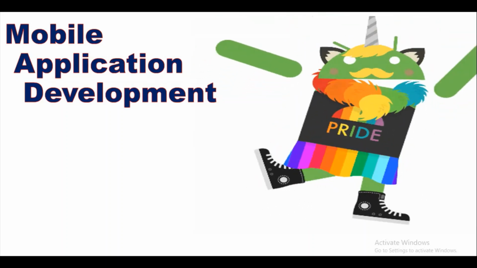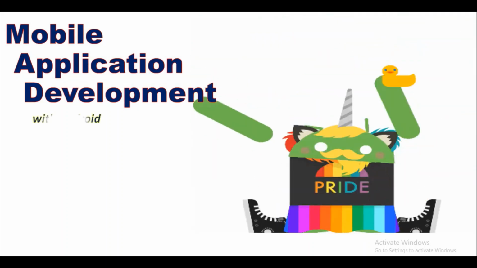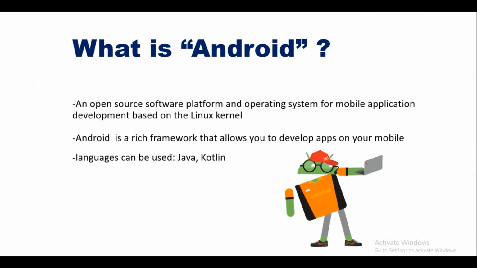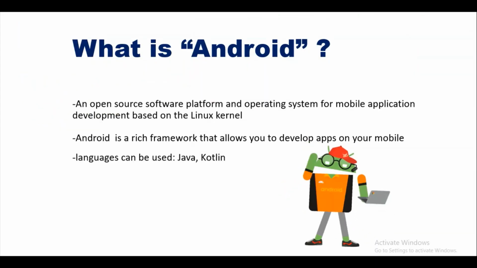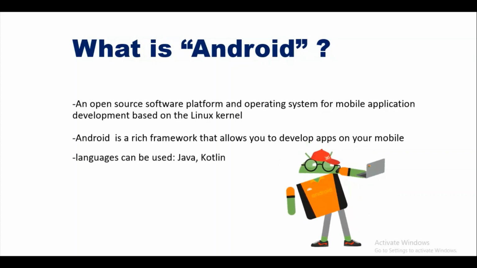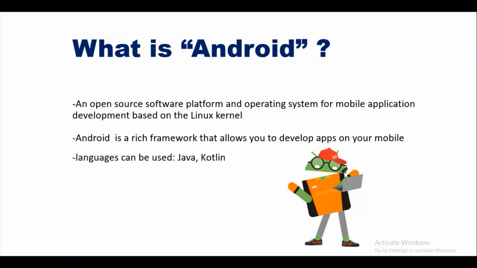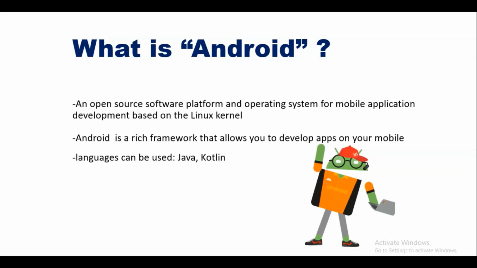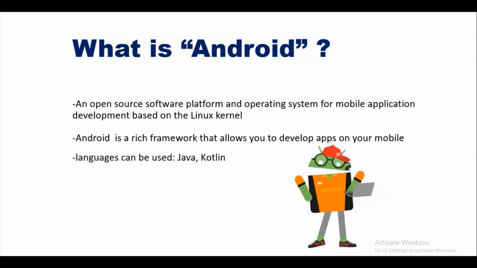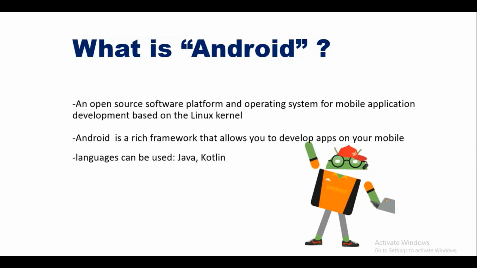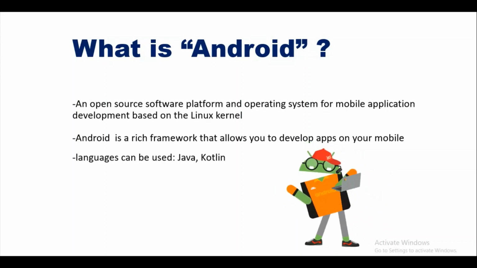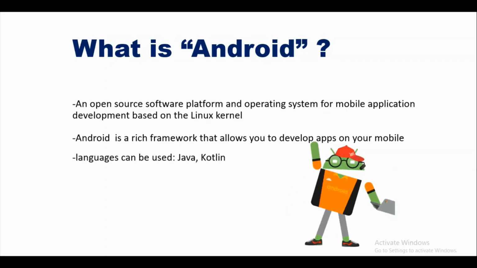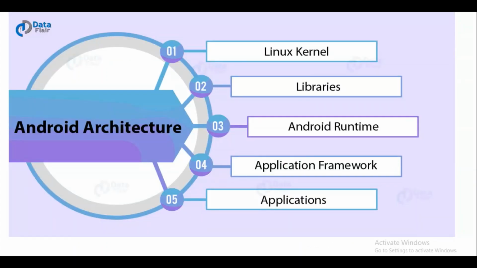Mobile application development with Android. What is Android? An open source software platform and operating system for mobile application development based on the Linux kernel. Android is a rich framework that allows you to develop apps on your mobile. Languages that can be used: Java, Kotlin.